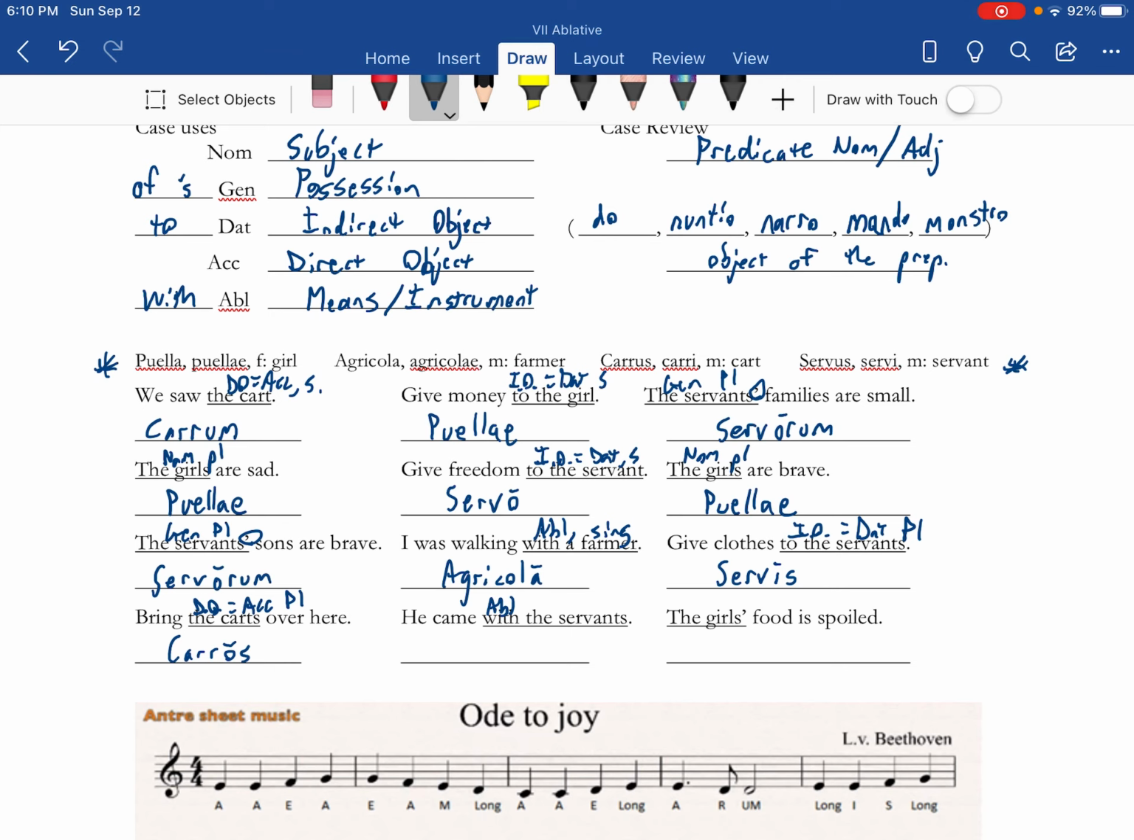With is ablative, and it's going to be plural. There's my stem and ablative plural is. The girls' food is spoiled. All right, genitive plural, because the apostrophe is on the right. So I need an A-R-U-M at the end.